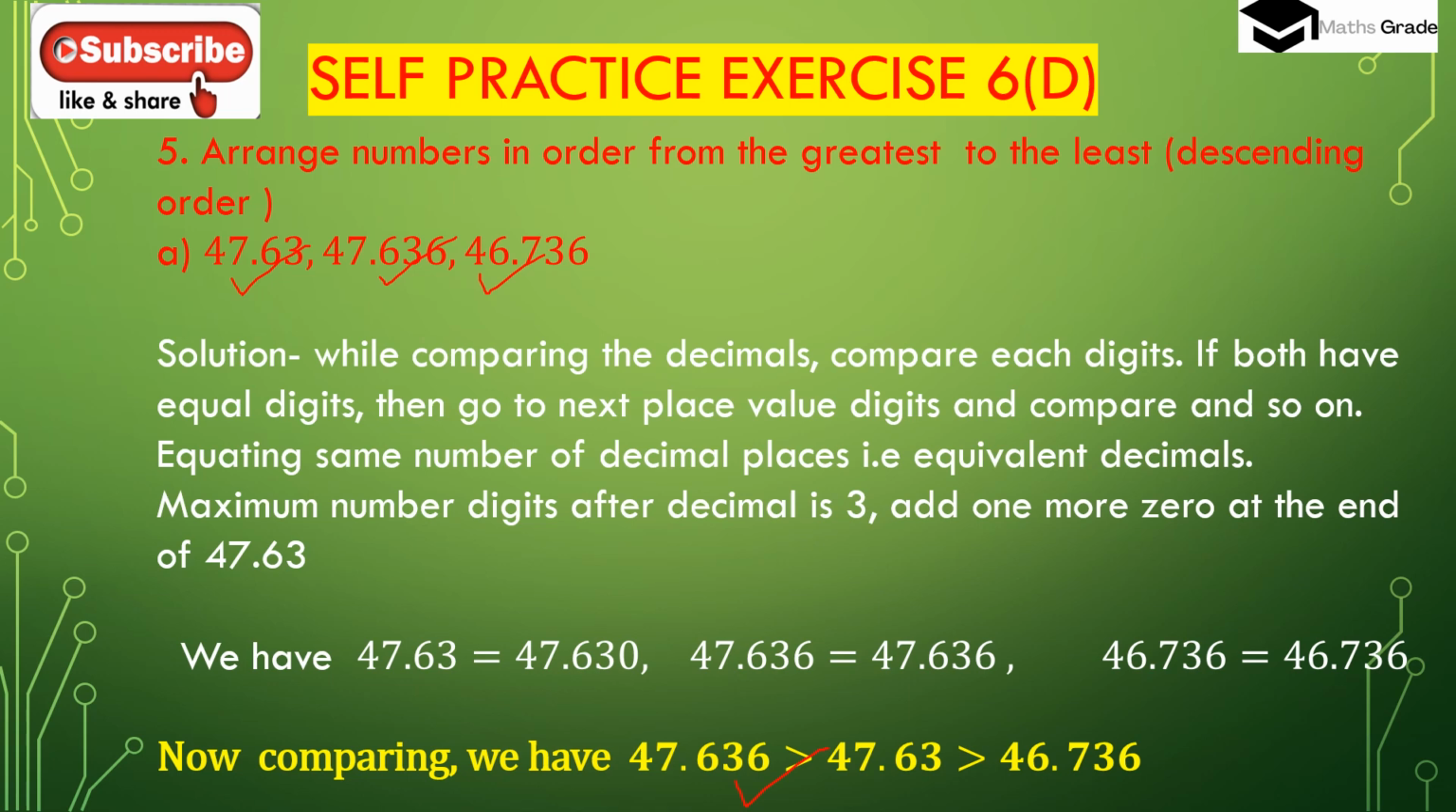So in 630, we know this 0 is less than 6. So 47.636 is the greatest decimal number, since 6 is greater than 0. So 47.636 is the greatest decimal. Then 47.630, that is 47.63. Then the smallest decimal number is 46.736.